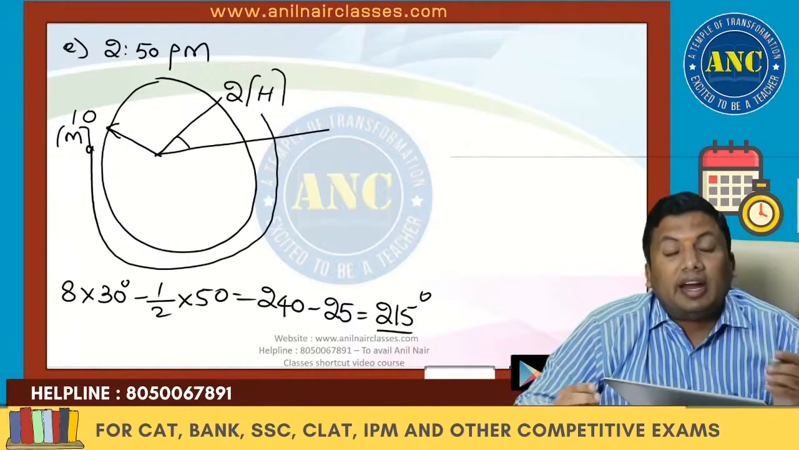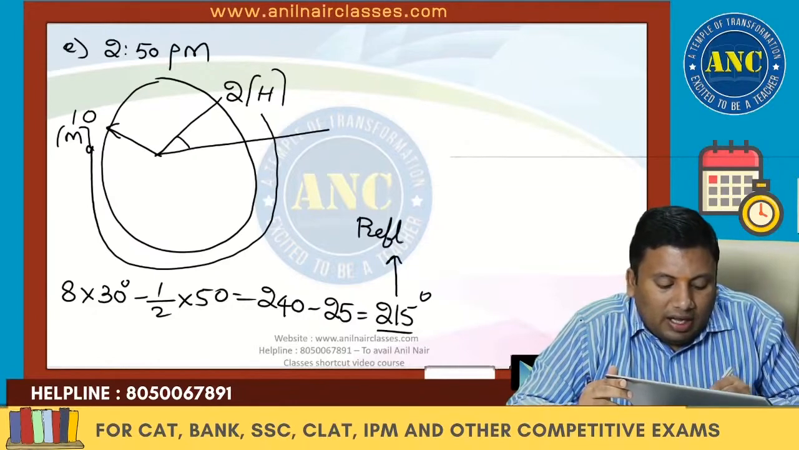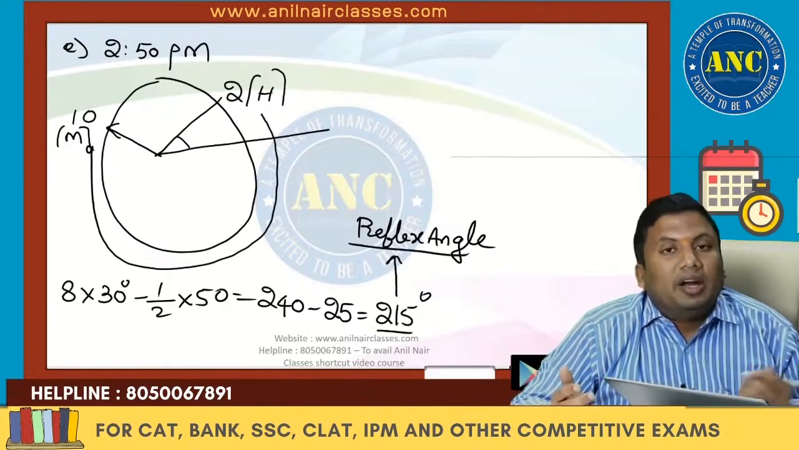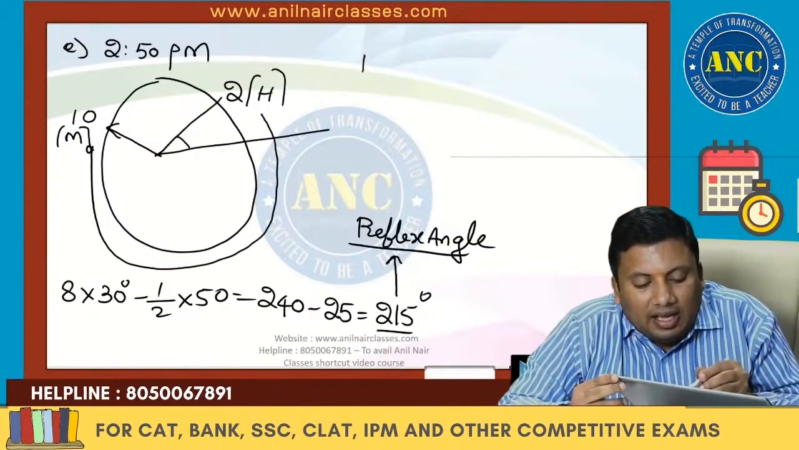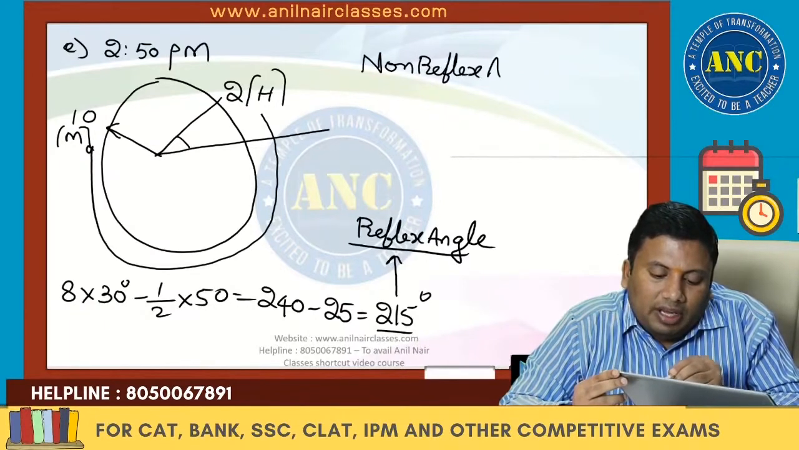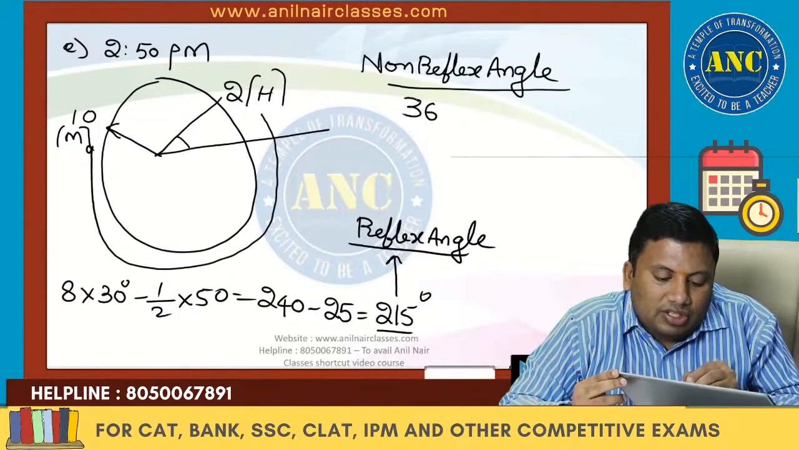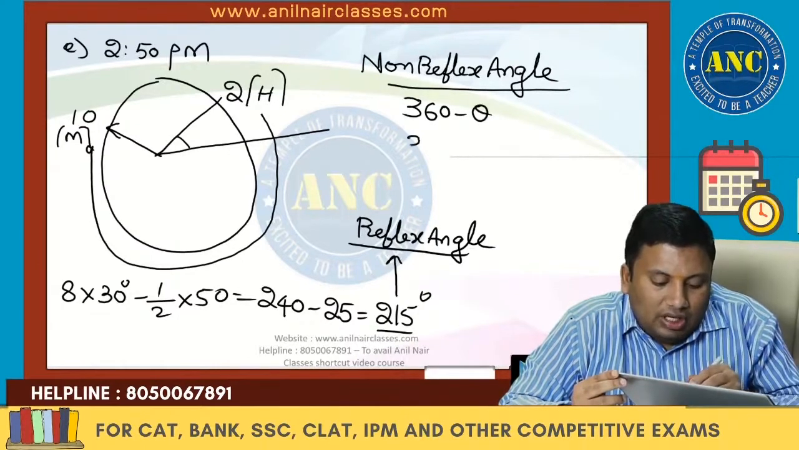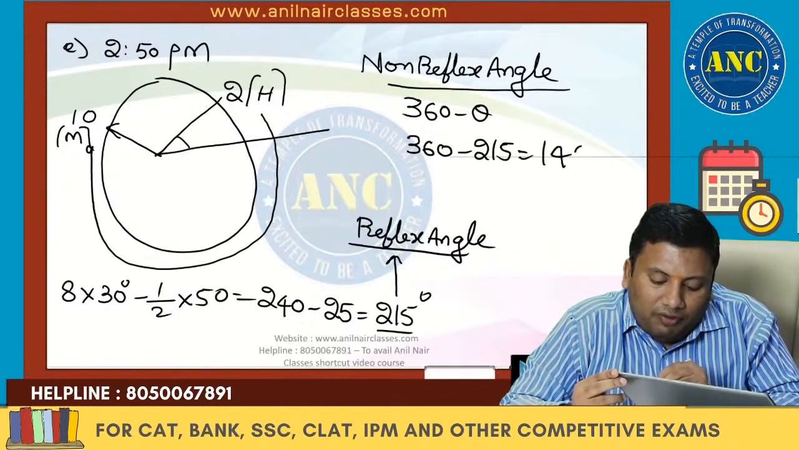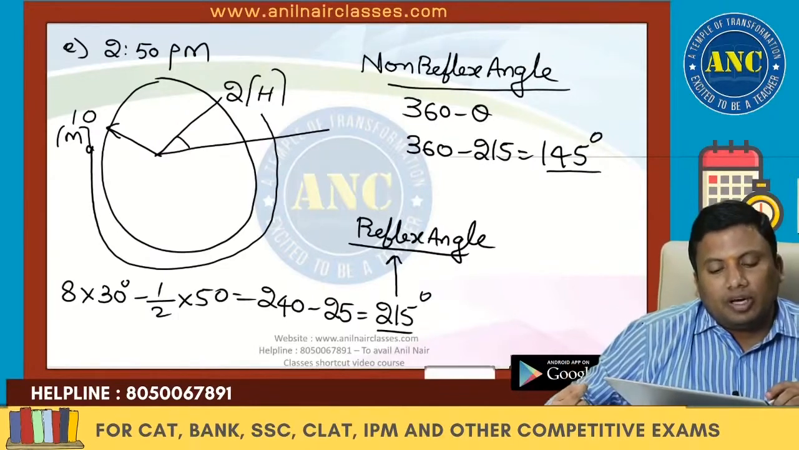Oh, we got greater than 180. That means the angle which we got is nothing but a reflex angle. But by default, if he is asking the angle, it is nothing but the non-reflex angle. Non-reflex angle is nothing but 360 minus theta. So 360 minus 215. Answer is nothing but 145 degrees. Now a smart student might ask me a question.